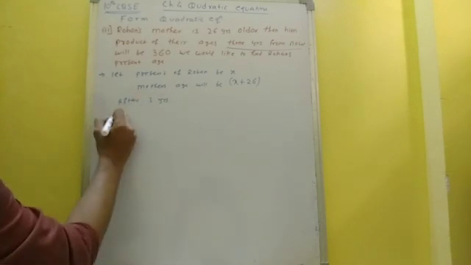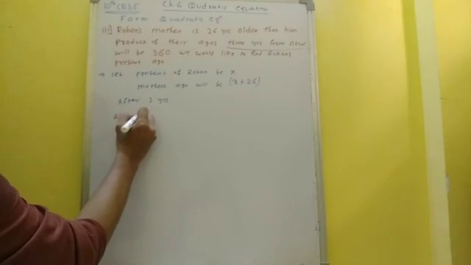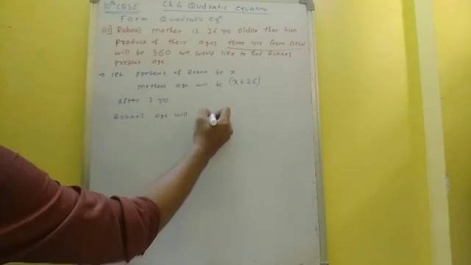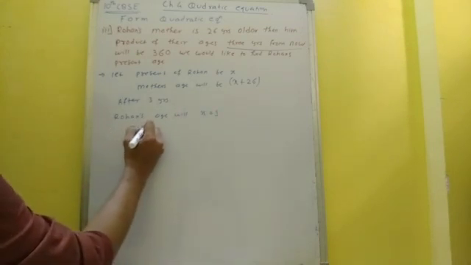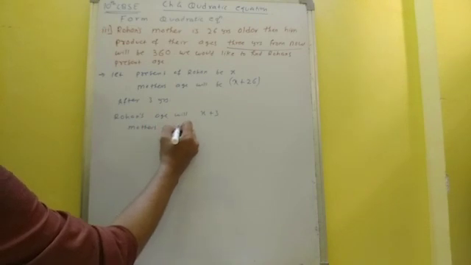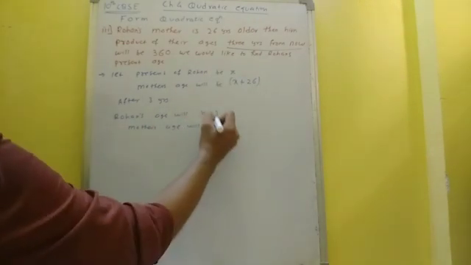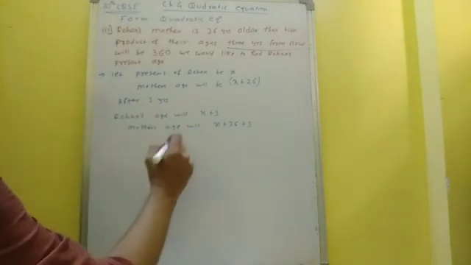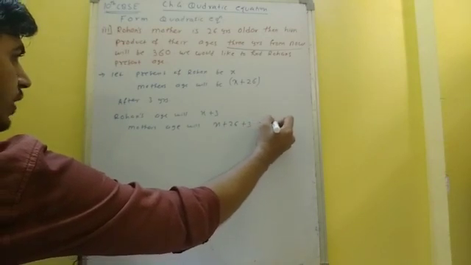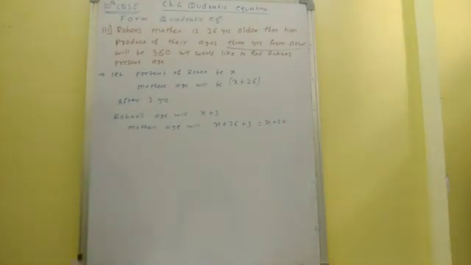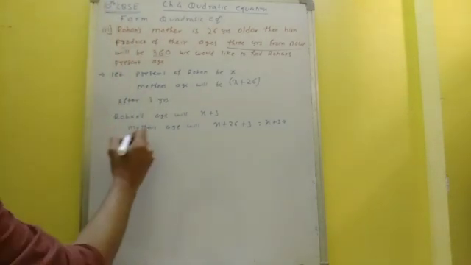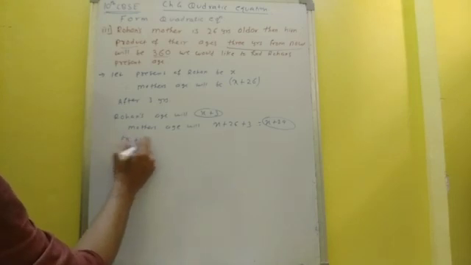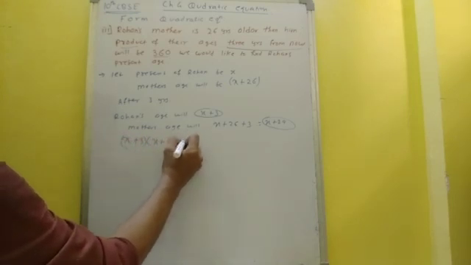Therefore, after 3 years, Rohan's age will be x plus 3, mother's age, what is mother's present age? x plus 26, plus 3, this plus 3 because of after 3 years. So this will become x plus 29. Now what is given? Product of their ages is 360. That is x plus 3 into x plus 29 is equal to 360.